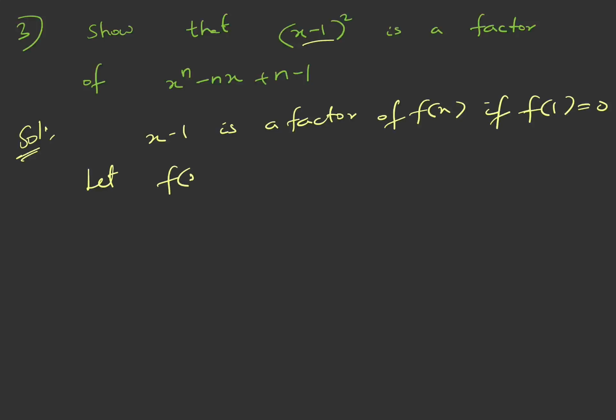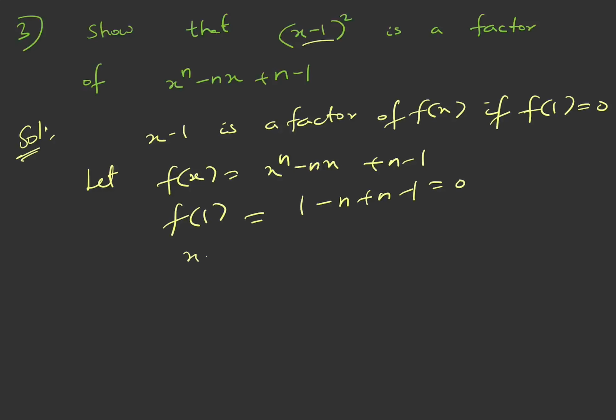So let f of x be equal to x power n minus nx plus n minus 1, and if I compute f of 1, this is 1 minus n plus n minus 1, which is 0. So then I can say that x minus 1 is a factor of f of x. But I want to prove that x minus 1 whole square is a factor of f of x, right? So proving just x minus 1 is a factor is not sufficient. I want to prove that x minus 1 whole square is also a factor of f of x.